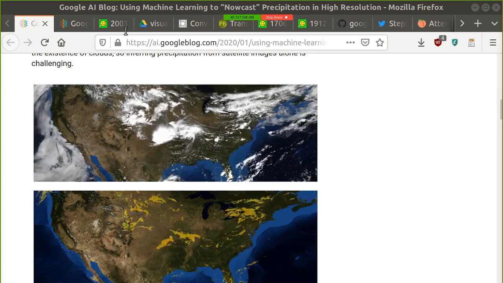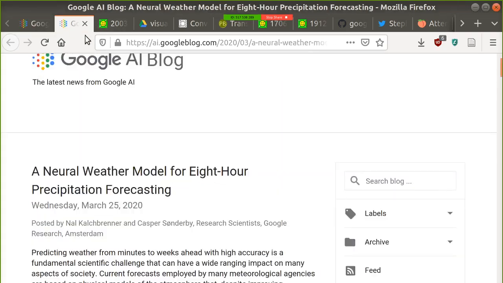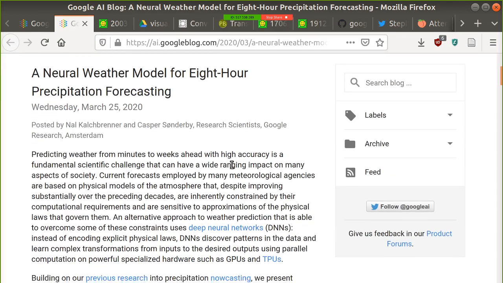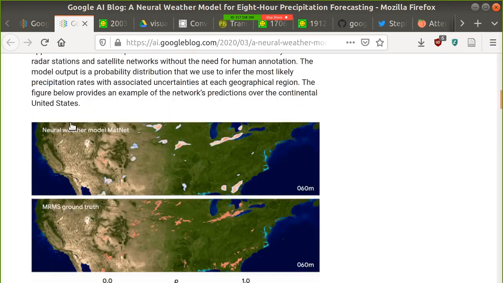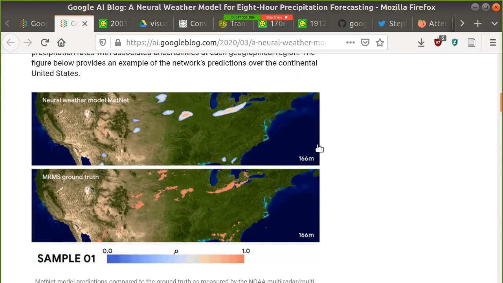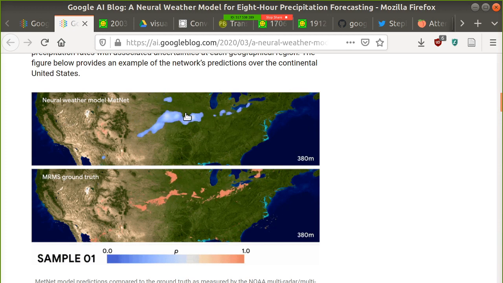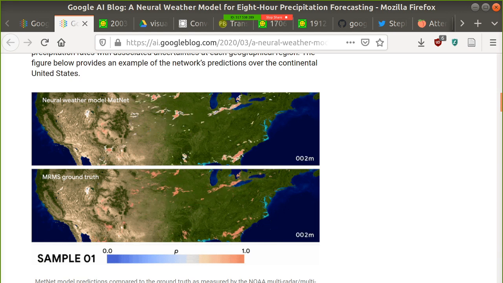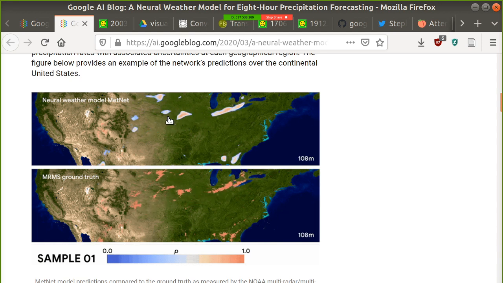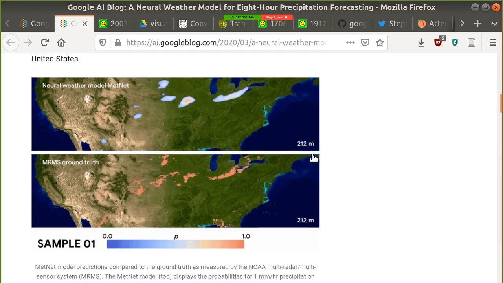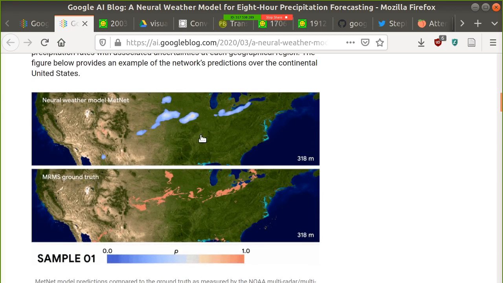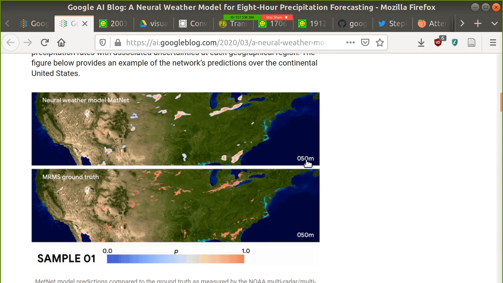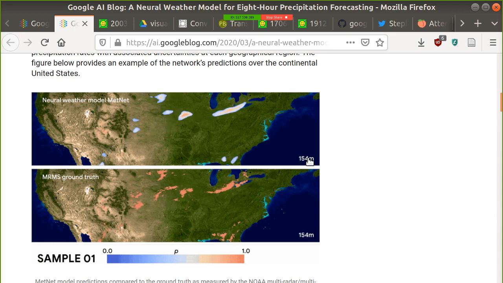Okay, so there's a really nice blog post to go along with this paper, which I highly recommend. They show what the data looks like. So here's the output of their network, the probability of precipitation at above 1 millimeter per hour in the future, and you can see here is the prediction time in minutes. So we're going up to 8 hours, 480 minutes.